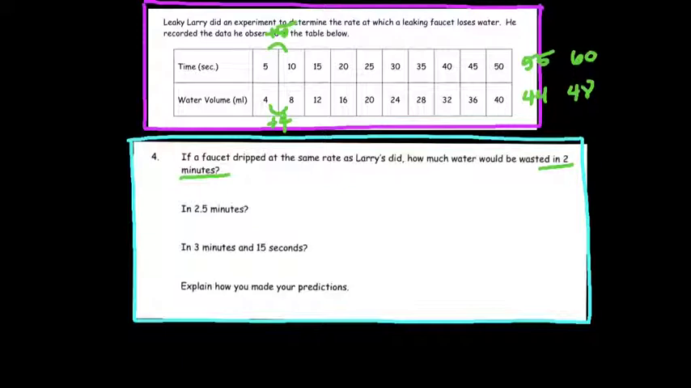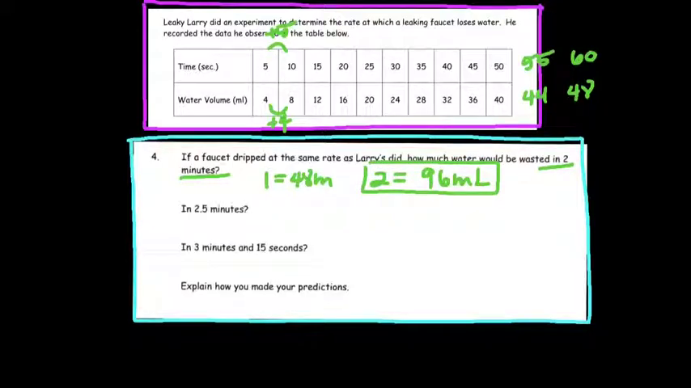I would expect that to be double if I'm doubling the number of minutes. In 1 minute, I lose 48 milliliters, so in 2 minutes, I would double that and expect to lose 96 milliliters of water. Again, that's 48 doubled, so this would be my expected answer for 2 minutes.